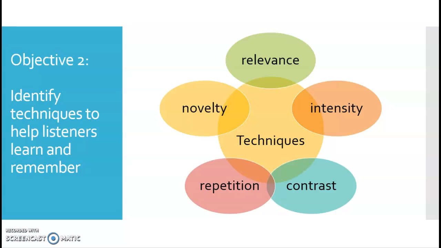So specifically, let's talk about some language techniques under the bubble of intensity. The first is using metaphors. Metaphors, as you know, are figures of speech.